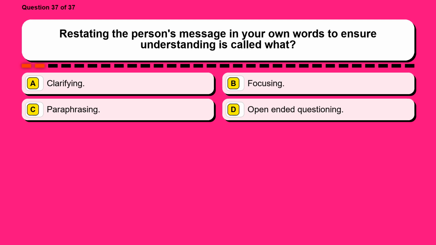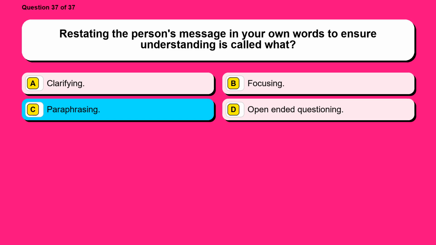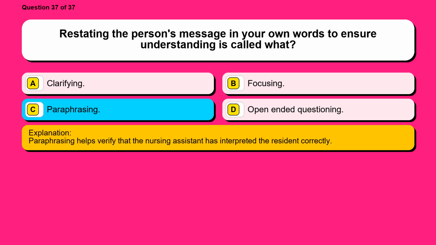Question 37. Restating the person's message in your own words to ensure understanding is called what? Option A, clarifying. Option B, focusing. Option C, paraphrasing. Option D, open-ended questioning. The correct answer is option C, paraphrasing. Paraphrasing helps verify that the nursing assistant has interpreted the resident correctly.